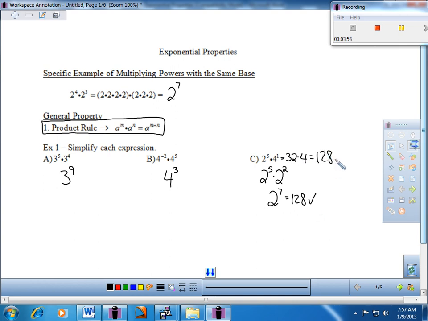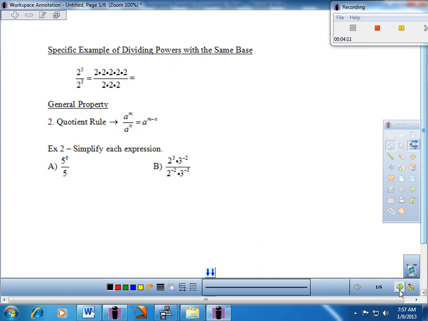So this is the same as this, and so this is going to be our answer right here. Okay, so nice, just product rule, multiplying two powers with the same base, you keep the base and add the exponent. Let's go on to the next.